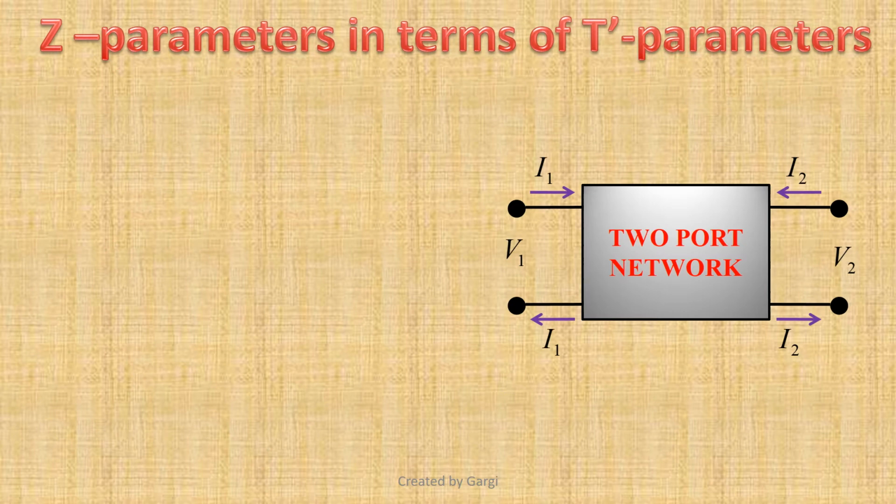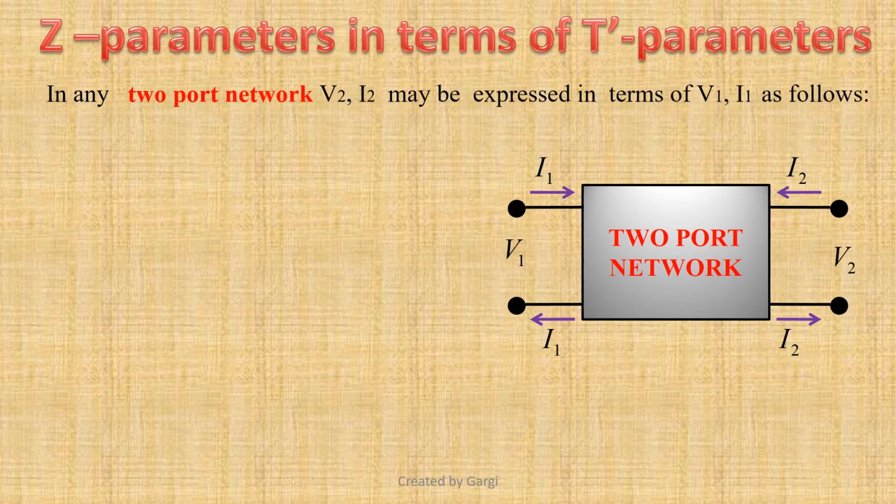Now let us derive expressions for Z parameters in terms of inverse transmission parameters, or simply called T dash parameters. When we describe a two-port network using inverse transmission parameters, we express the output port variables V2 and I2 in terms of input port variables V1 and I1. The linear equations used in this case are V2 equals A dash V1 minus B dash I1 and I2 equals C dash V1 minus D dash I1.